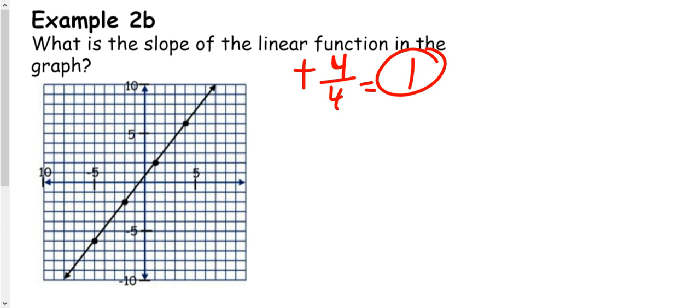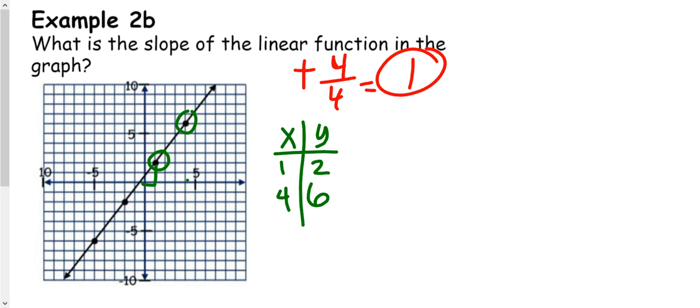So I'm going to pick this point and this point. Remember, I like positive numbers, and everything in that quadrant will be positive. So here's my x and y. Looks like I have the point 1, 2, and I have the point 4 and 6.